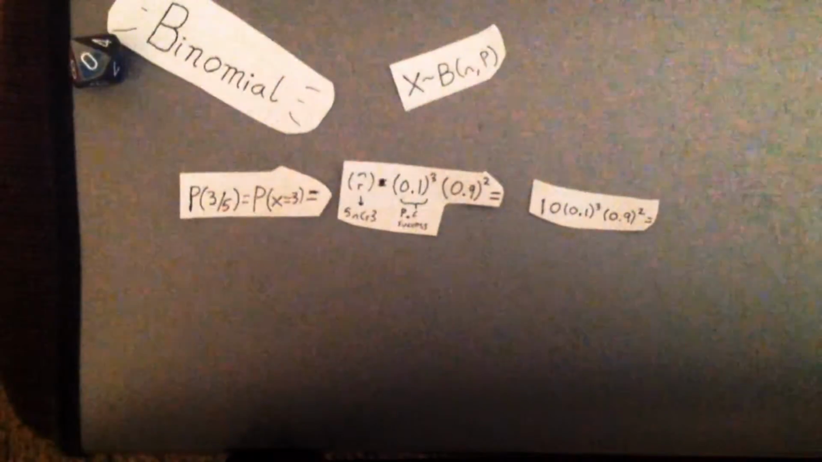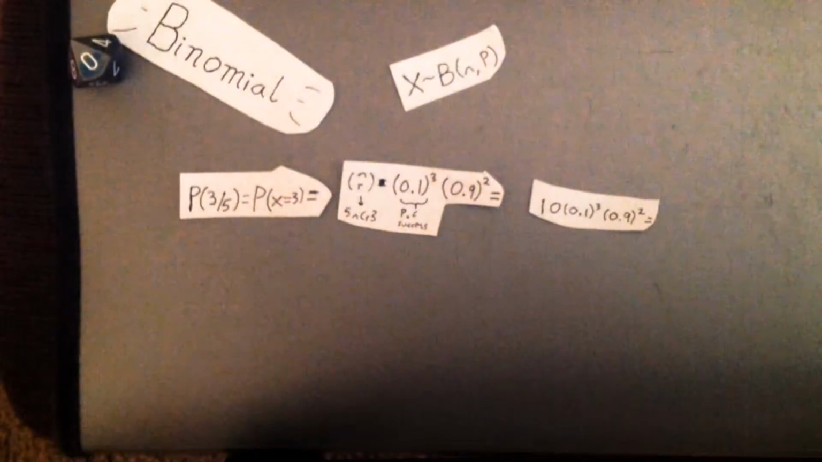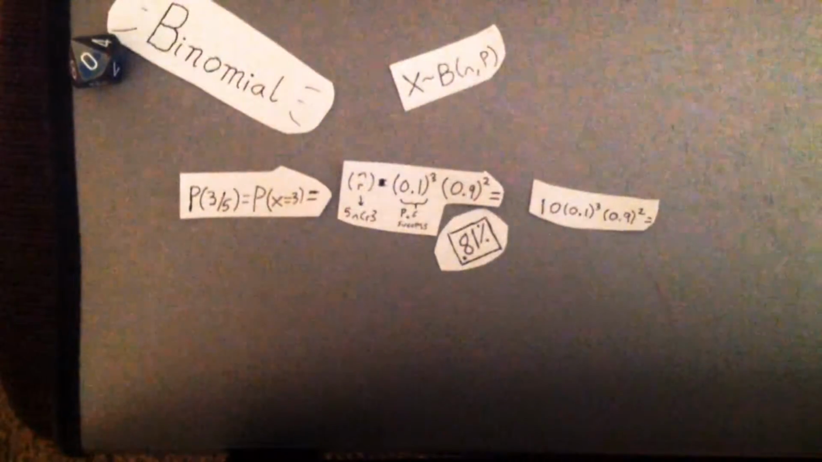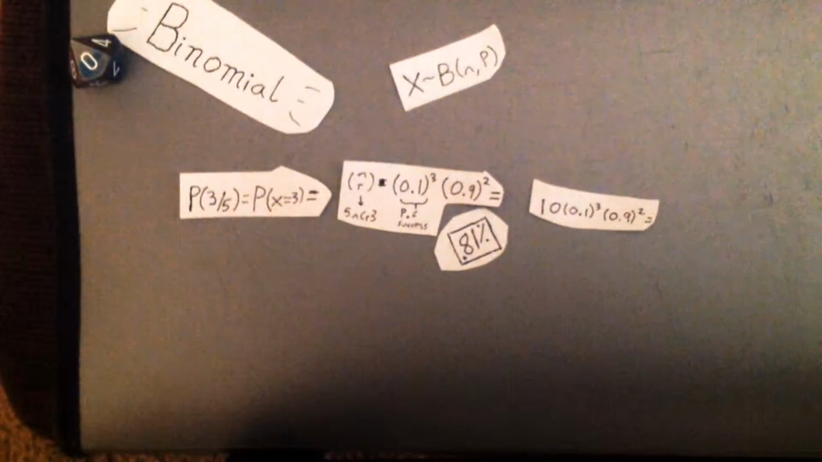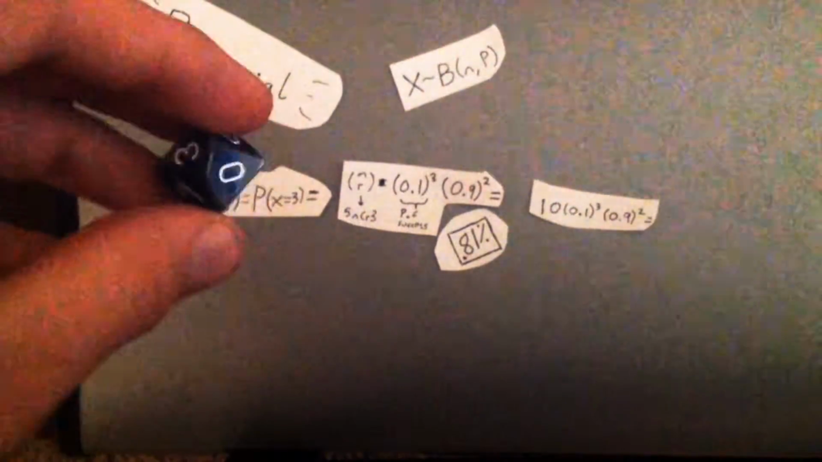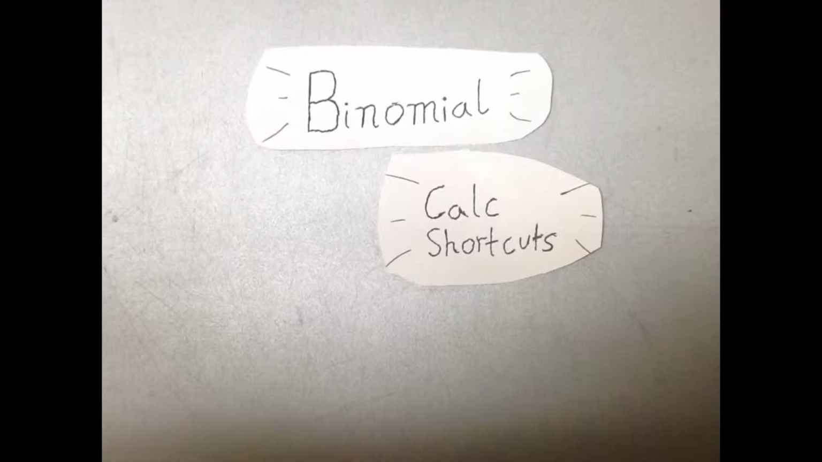What this ends up being is 10 times 0.1 to the power of 3 times 0.9 to the power of 2, or 0.81%. There is less than 1% chance of, if we roll this die 5 times, getting a 0 on exactly 3 of them.